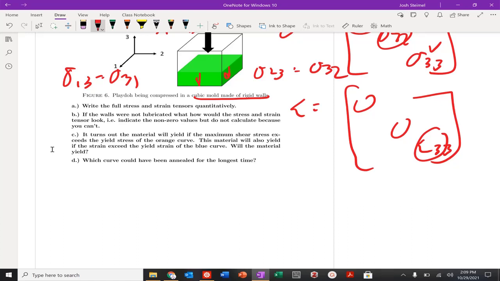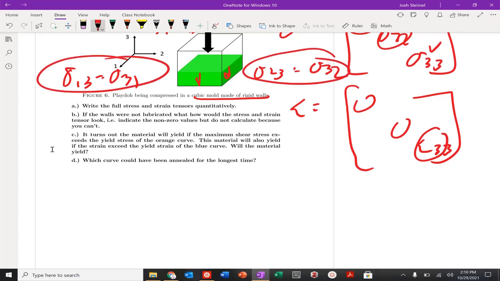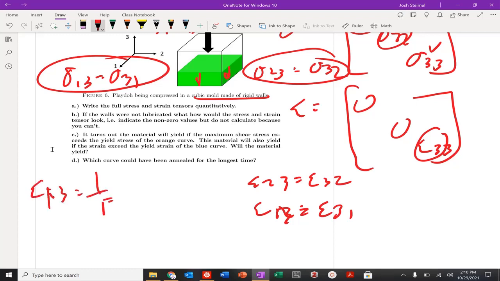I really honestly can't see a direction where that would be natural to show. So I think these would exist, and then hence epsilon 2,3 equals epsilon 3,2. Epsilon 1,3 is equal to epsilon 3,1. And you could write those equations out. Epsilon 1,3 is equal to 1 over E times 1 plus nu times sigma 1,3. So we can get those values.